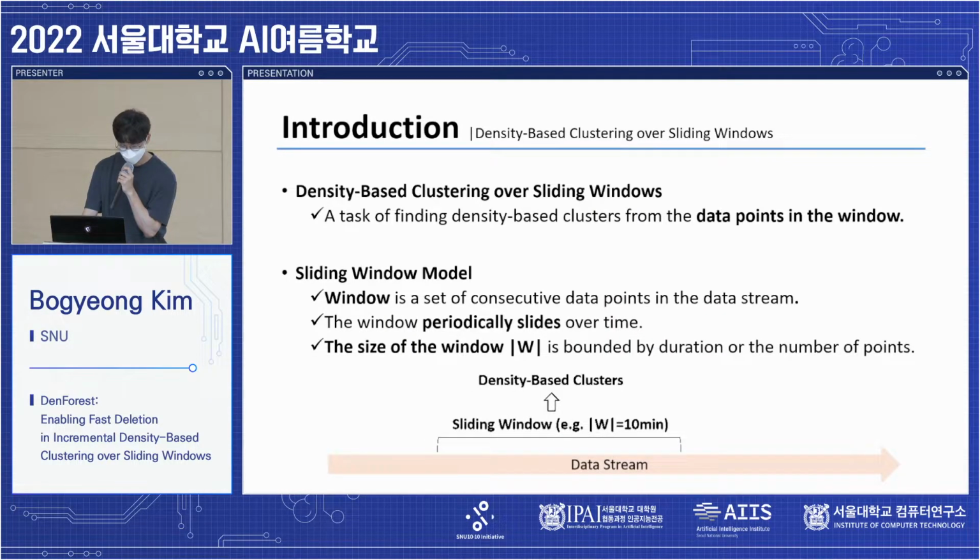Density-based clustering over sliding windows. This task is called density-based clustering over sliding windows. This task finds density-based clusters from the data points in the window. And the window is a set of consecutive data points in the data stream, and the window periodically slides over time.